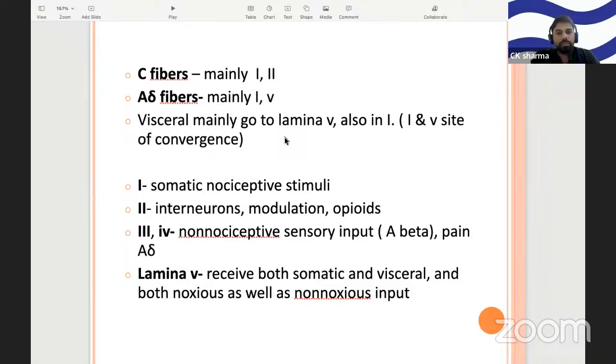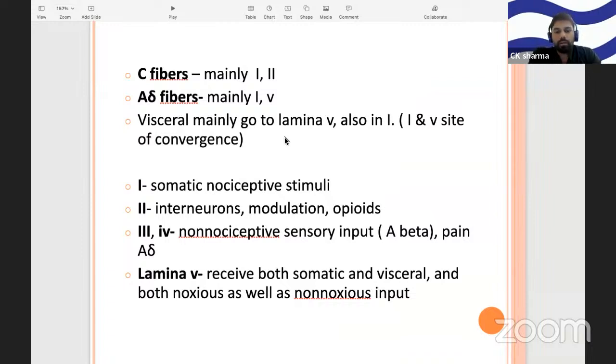So basically, C fibers mainly move in laminae 1st and 2nd. A delta fibers move along 1st and 5th. And visceral fibers mainly go to lamina 5th and also 1st. And they are responsible for convergence, and they are also responsible for referred pain. And in the first lamina, there is somatic nociceptive stimuli.